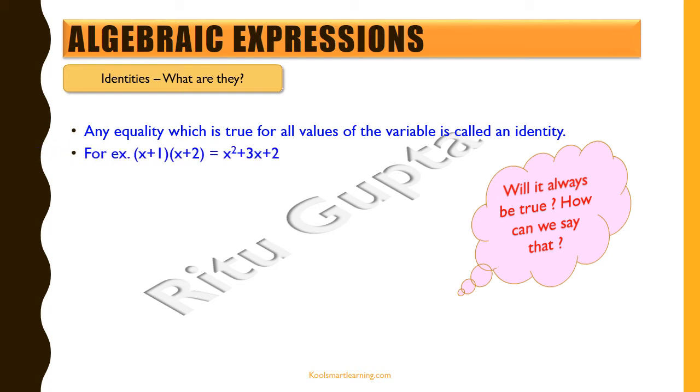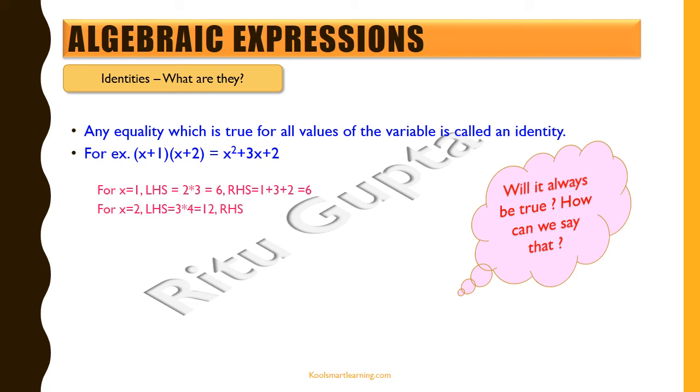Now let's take an example where we multiply x plus 1 with x plus 2, and we get x square plus 3x plus 2. Now if we want to see whether x plus 1 multiplied by x plus 2 will always be equal to x square plus 3x plus 2, let's try putting different values of x and see if it is always true. So for x equal to 1, the left hand side becomes 6 and the right hand side also becomes 6.